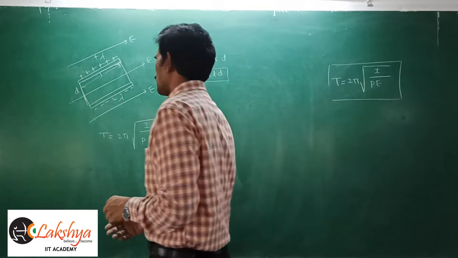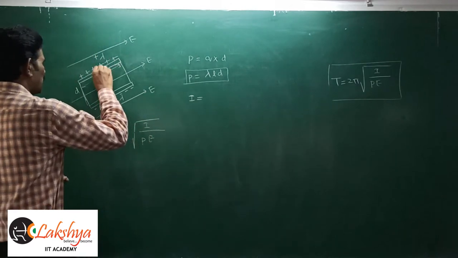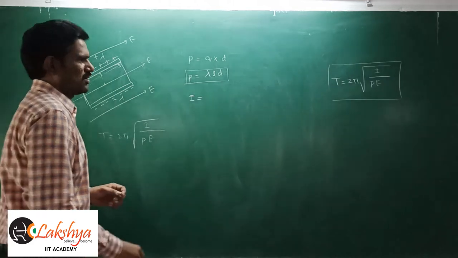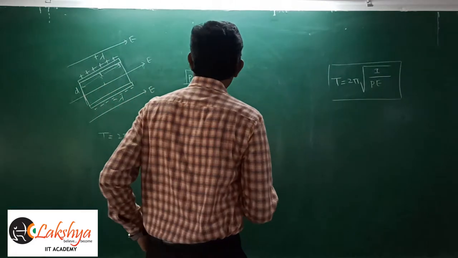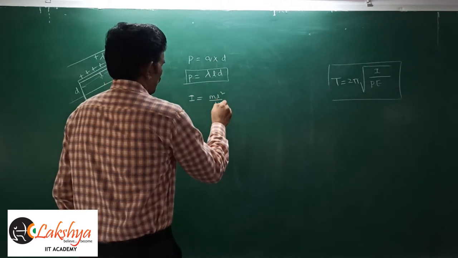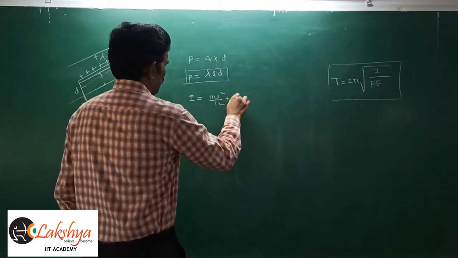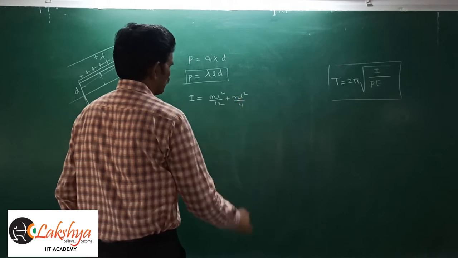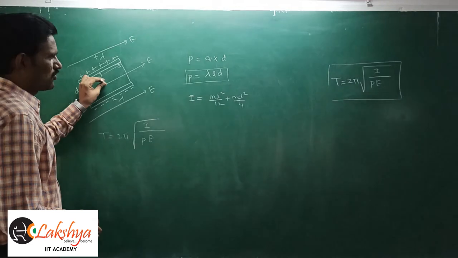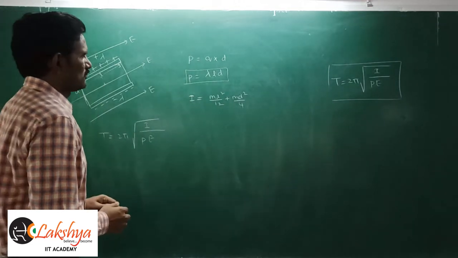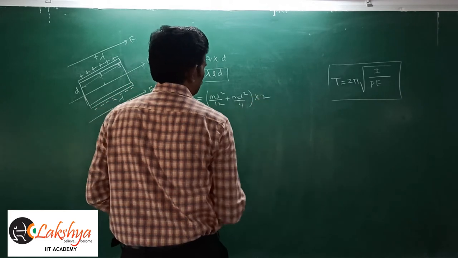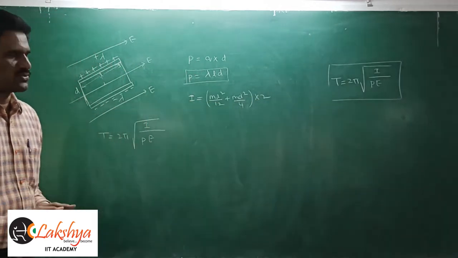So about the axis of rotation, we can write its moment of inertia. About this axis, the system will execute the simple harmonic motion. It is ML square by 12 plus MD square by 4 about this axis. We multiply this by 2, because two such rods are there.